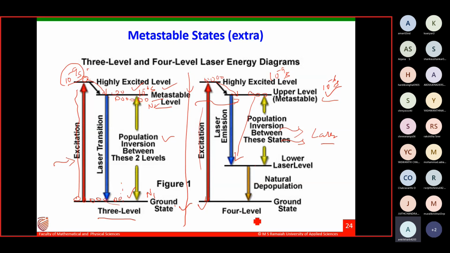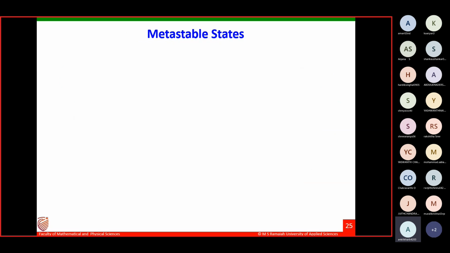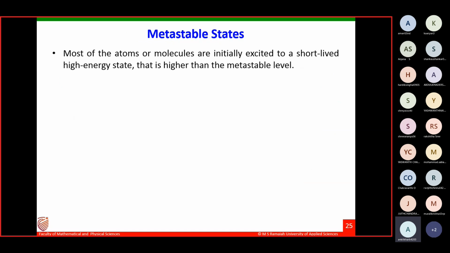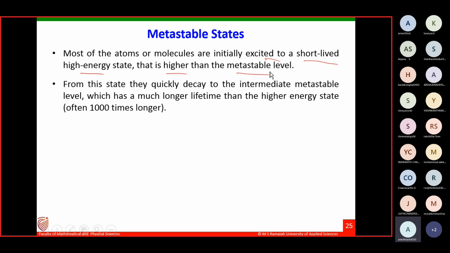That's all. Therefore, let us now try to understand the pictorial representation in words. Most of the atoms or molecules are initially excited to a short-lived high energy state, higher than the metastable state. From that state, they quickly decay to an intermediate metastable state, which has a much longer lifetime than the higher energy state. This is 1000 times, that is 10 to the power of 3. And the higher excited state has a lifetime of 10 to the power of minus 9 seconds.